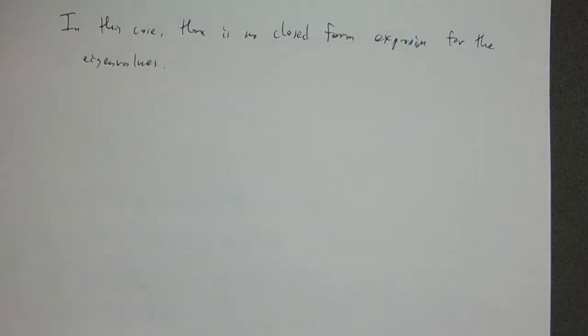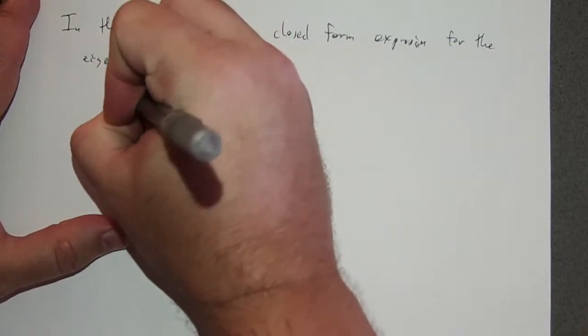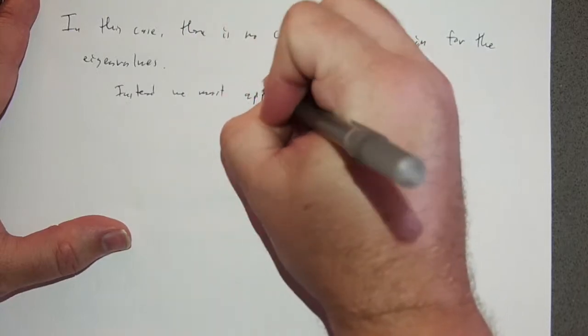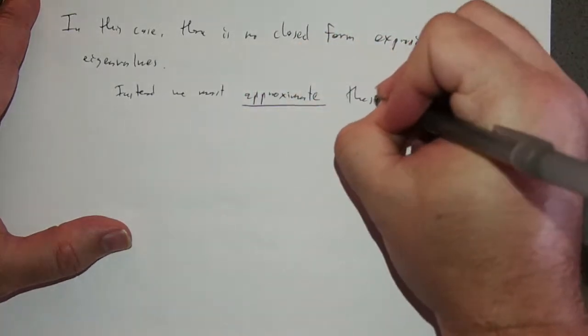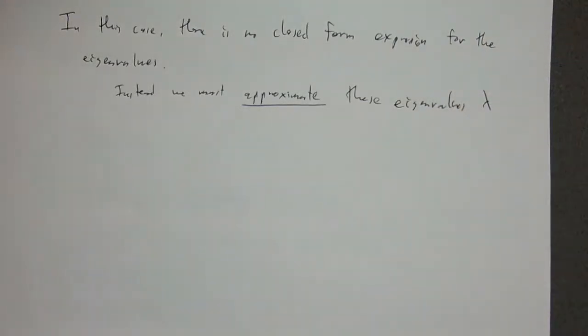Before we had things like lambda sub n is n pi over L all squared. That was our expression for lambda. We don't have that kind of thing here. And so what we get instead is the following. Instead, we must approximate these eigenvalues lambda.